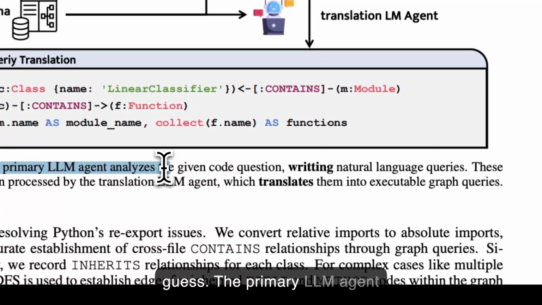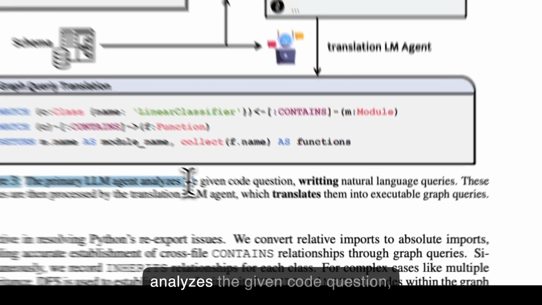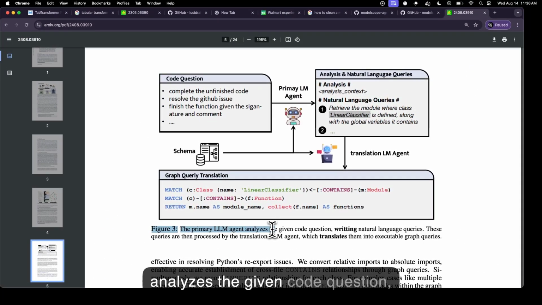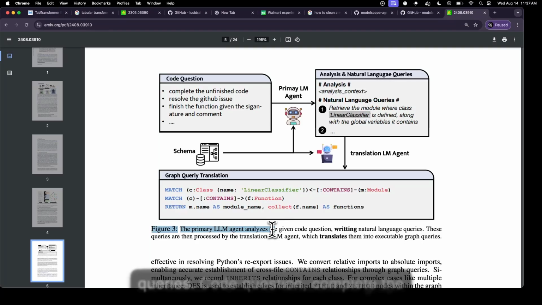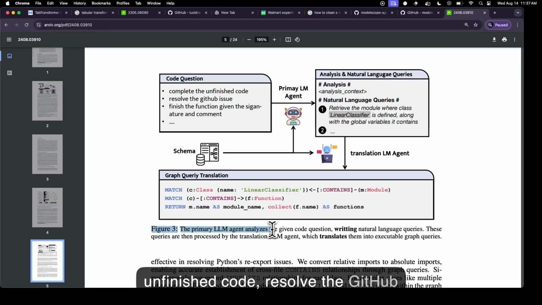And this is the flow, I guess. The primary LLM agent analyzes the given code question, writing natural language queries. These queries are then processed by the translation LLM agent, which translates them into executable graph queries. Code question: complete the unfinished code, resolve the GitHub issue, finish the function given the signature and comment.